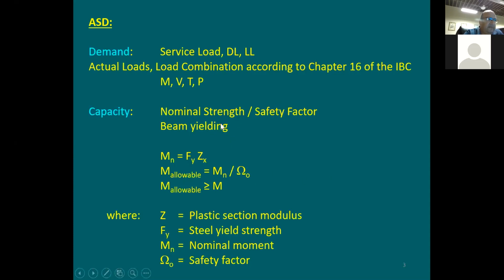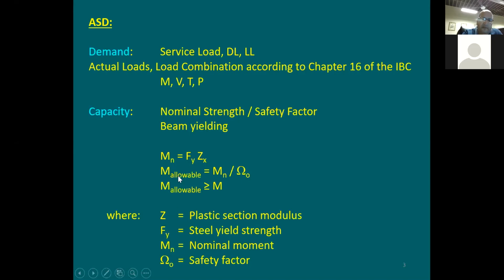So in the case of a beam, you have the beam yielding. And the nominal capacity, you see, this is going to be M sub n. M is going to be the moment, n stands for nominal capacity. It is going to be equal to the yield strength times Zx. Zx, or just Z, is the plastic section modulus. I'm sure that you guys went through this already. You know what this means by Zx.